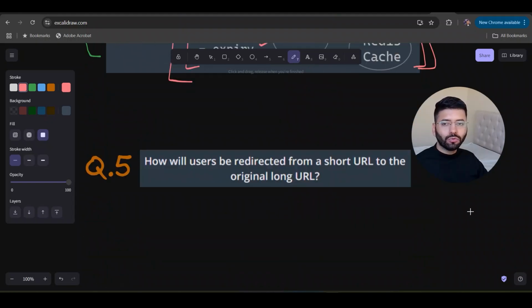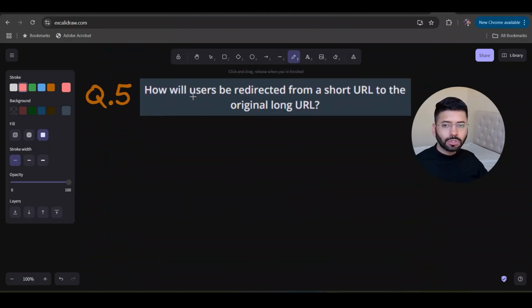Now after this, let's move to the fifth question. The fifth question was: how will users be redirected from the short URL to the long original URL? In the last question we talked about how the system will generate a short URL. Now I also have to include how the short URL will be redirected to the long URL. So let me share my updated diagram for this question.